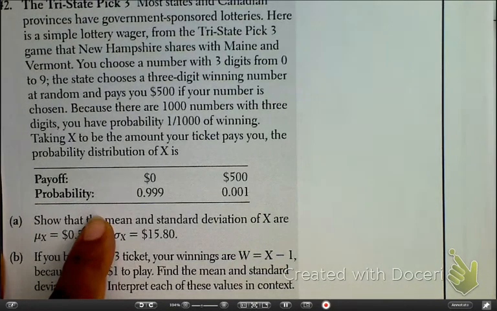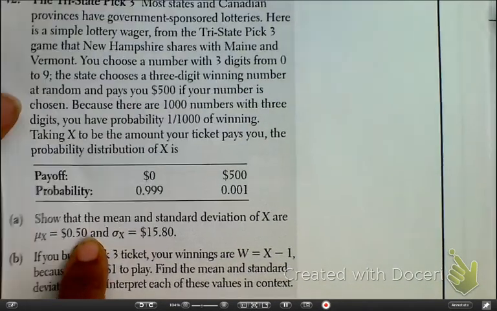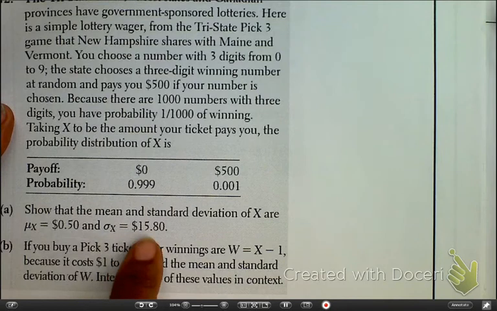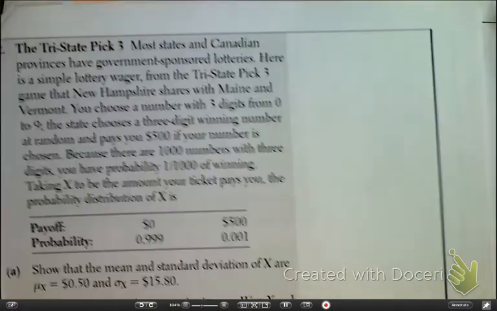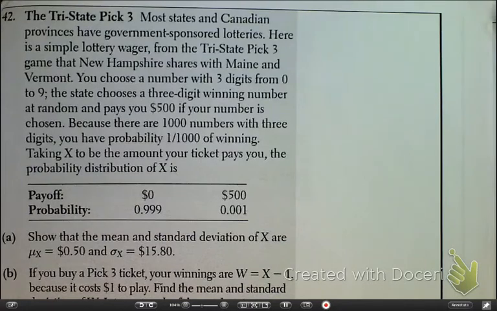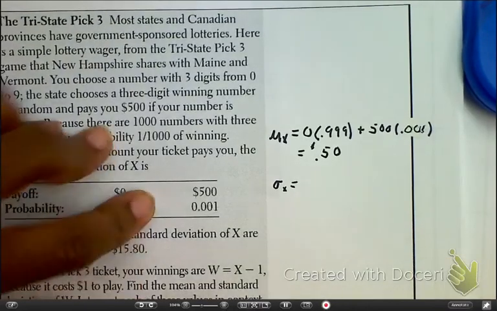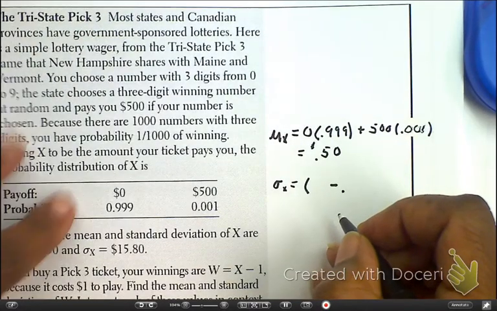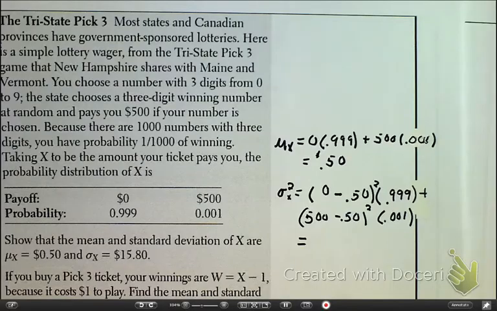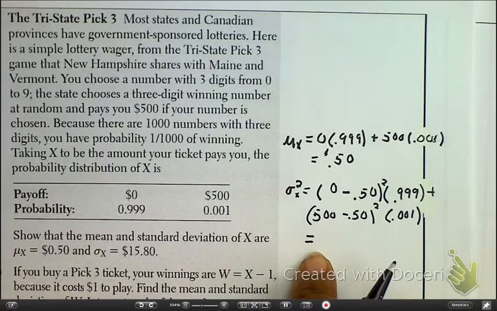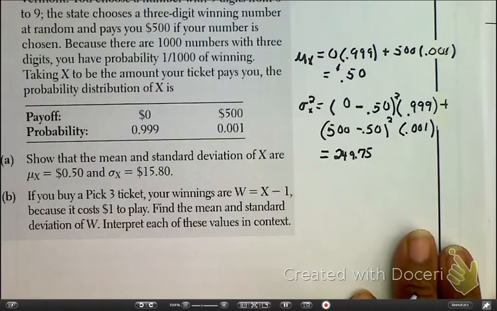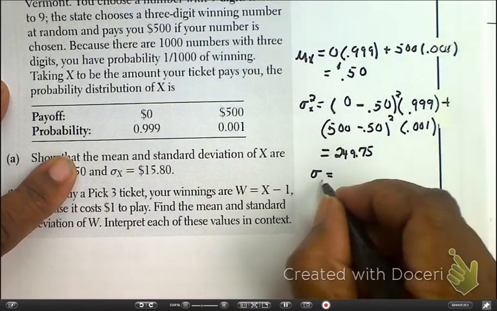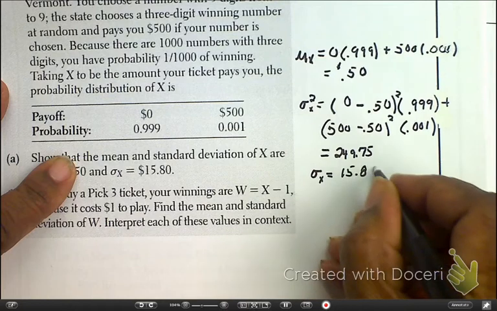Now 42 first here is giving us this probability distribution and is trying to ask us to confirm that the mean and the standard deviation are 0.5 and 15.8 respectively. So let's do that work to show that confirmation. And there is our mean. And now remember the standard deviation. Okay, so first we have to find our variance, which is 249.75, and of course our standard deviation is not going to be anything but the square root of that, which is the 15.8.